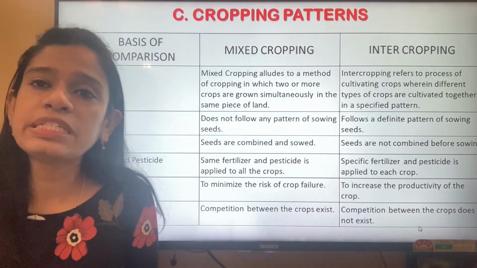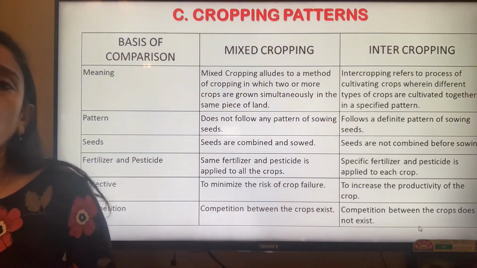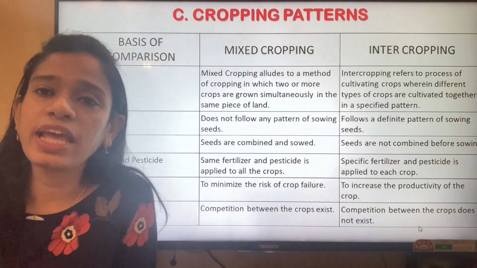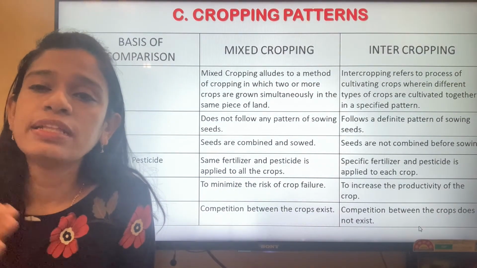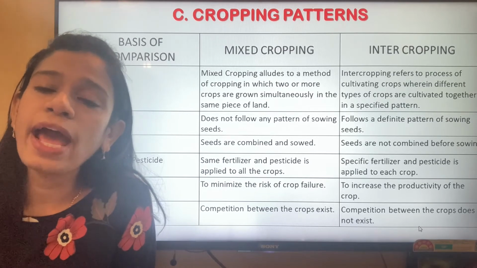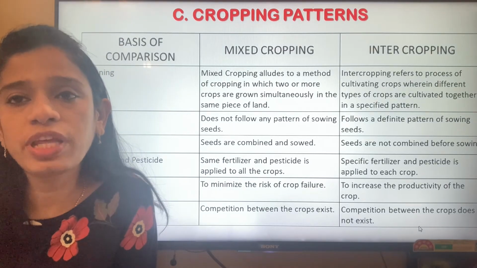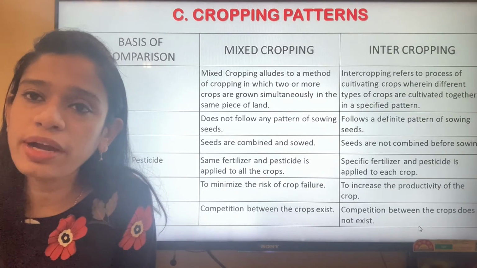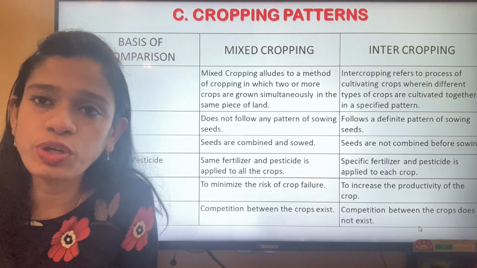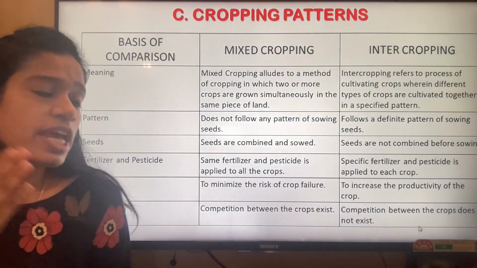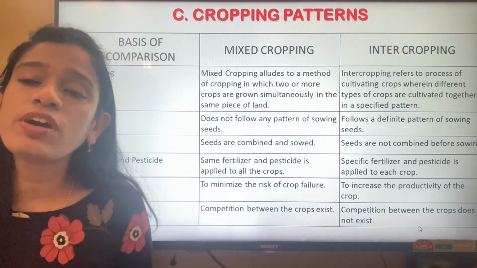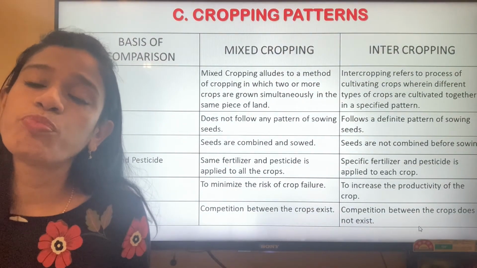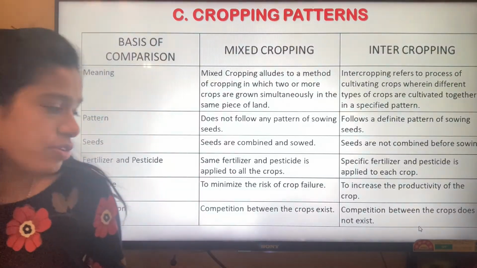Mixed cropping is done to minimize the risk of crop failure, while intercropping is done to increase the productivity of the crop. What the farmer thinks in mixed cropping is that even if one crop fails, the other crops will grow and at least he will have something to go and sell in the market. He will have some kind of produce. But in intercropping, it is done to increase the productivity, so the amount of produce from the crop increases.